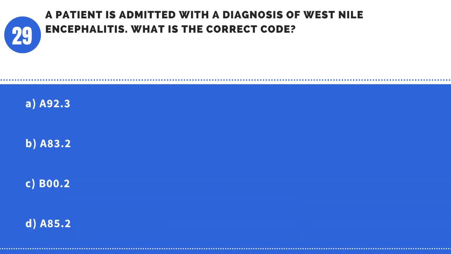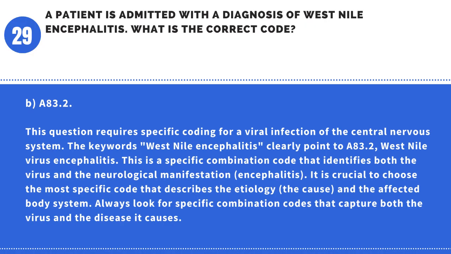Question 29. A patient is admitted with a diagnosis of West Nile encephalitis. What is the correct code? A. A92, B. A83, C. B00, D. A85. Answer B. A83. This question requires specific coding for a viral infection of the central nervous system.